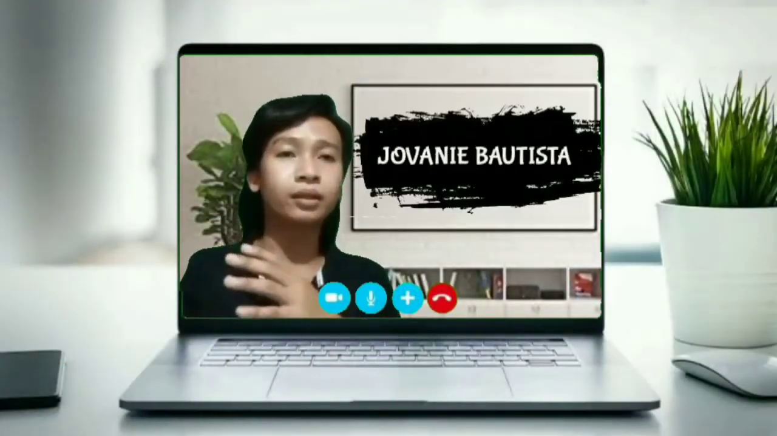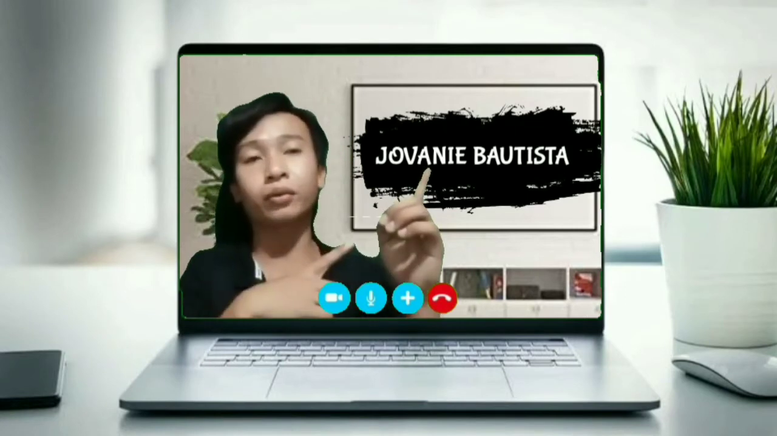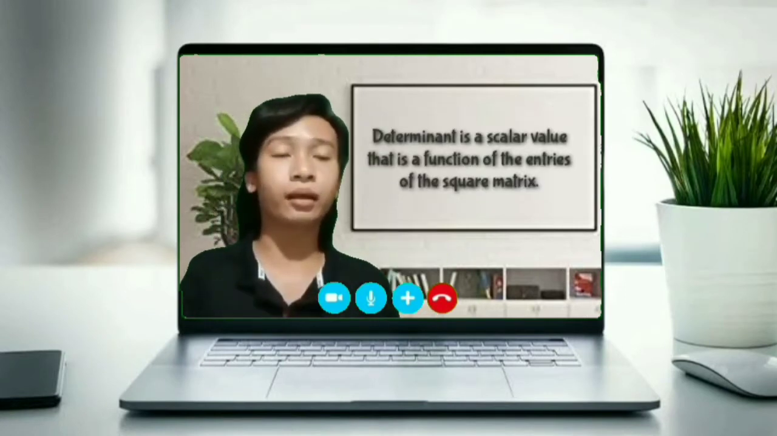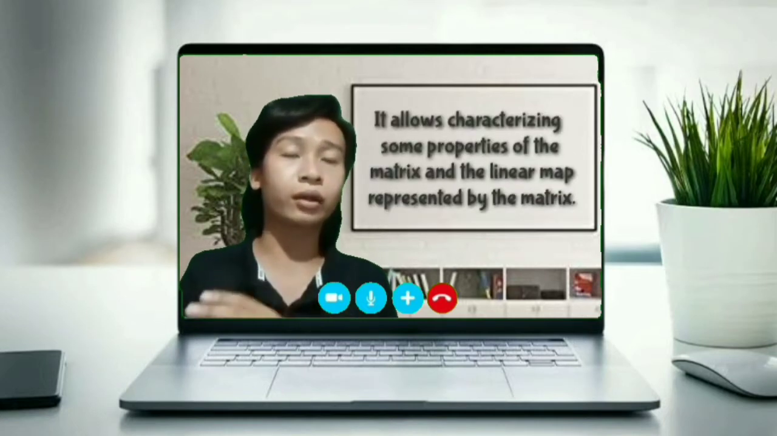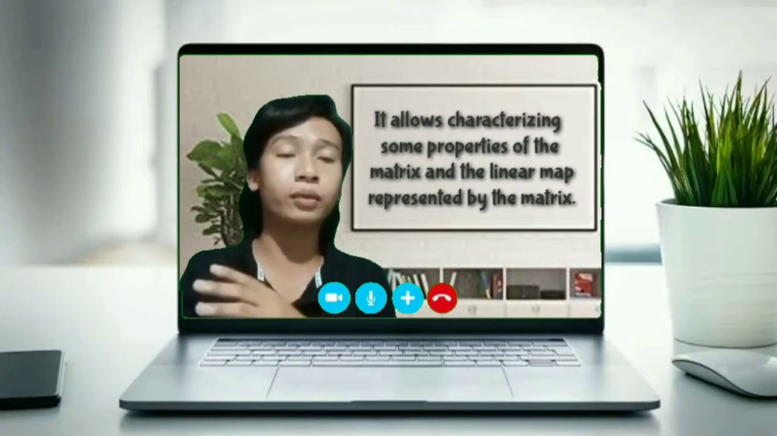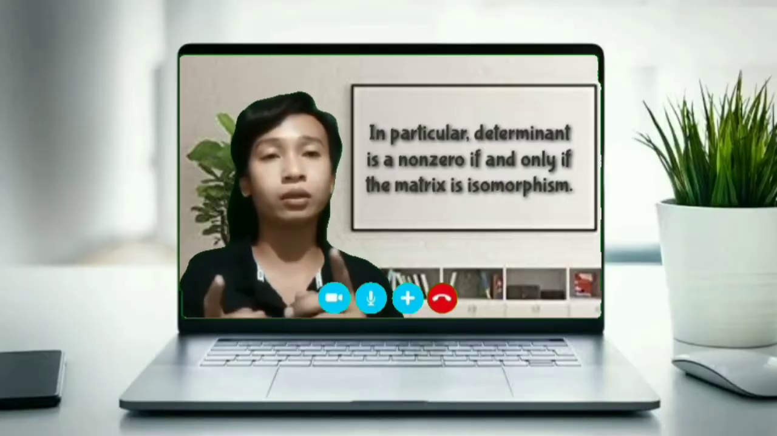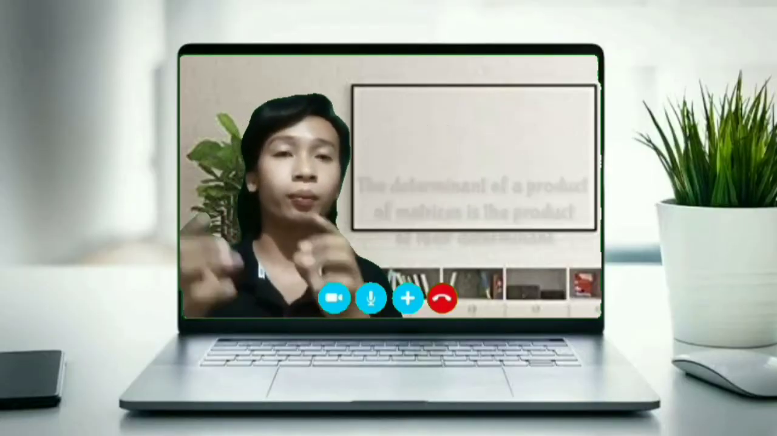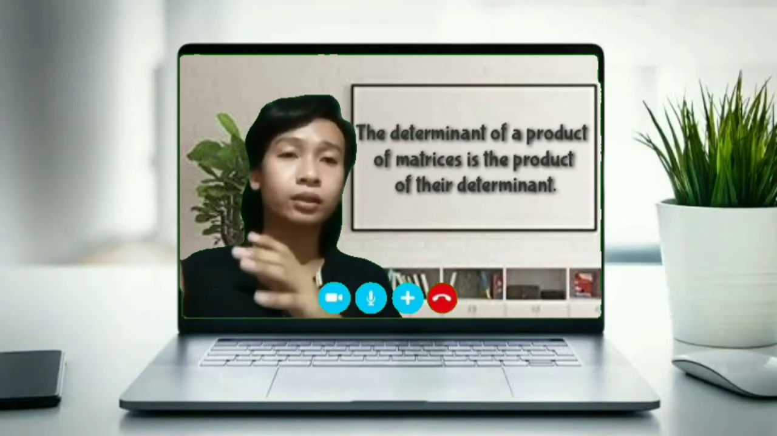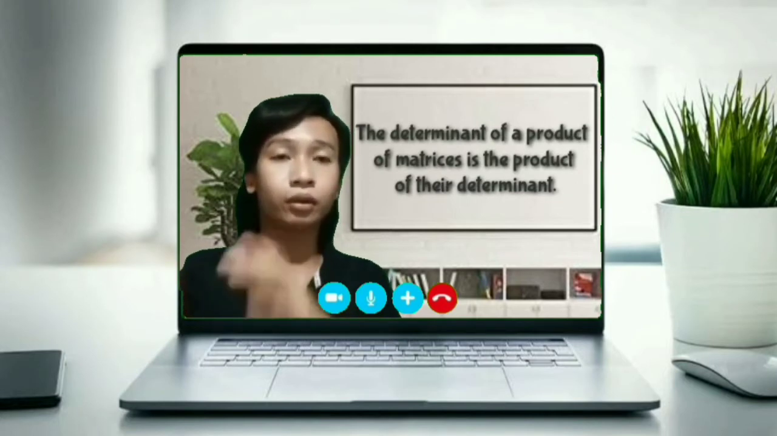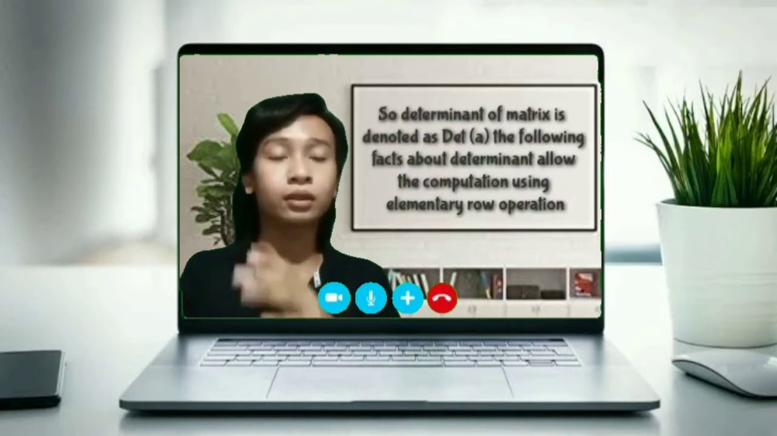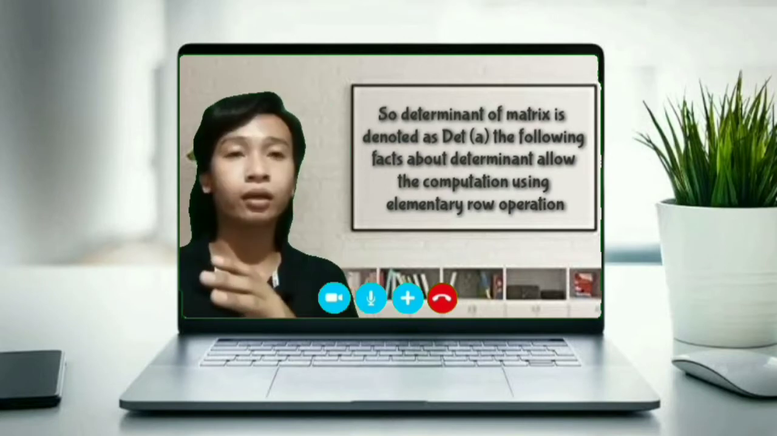Good day. Today I'm going to discuss determinant and elementary row operation. A determinant is a scalar value that is a function of the entries of a square matrix. It allows characterizing some properties of the matrix and the linear map represented by the matrix. In particular, the determinant is non-zero if and only if the matrix is an isomorphism. The determinant of a product of matrices is the product of their determinants. The determinant of a matrix is denoted as det(A).